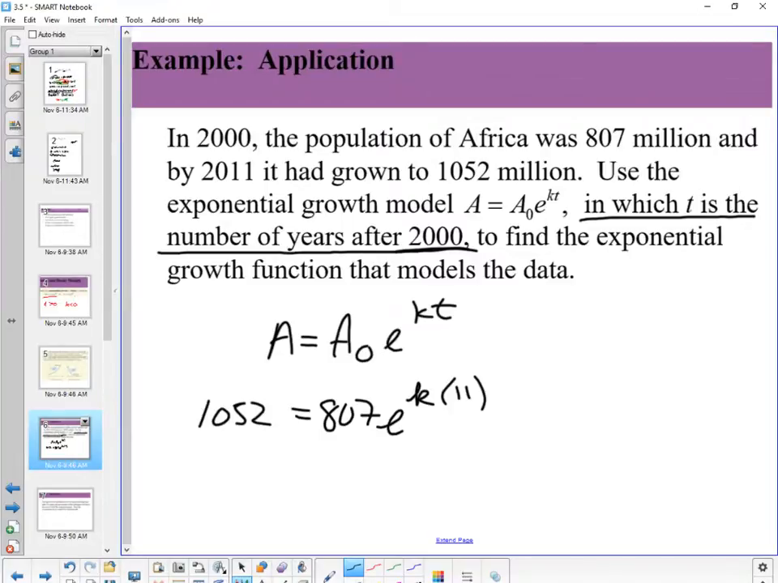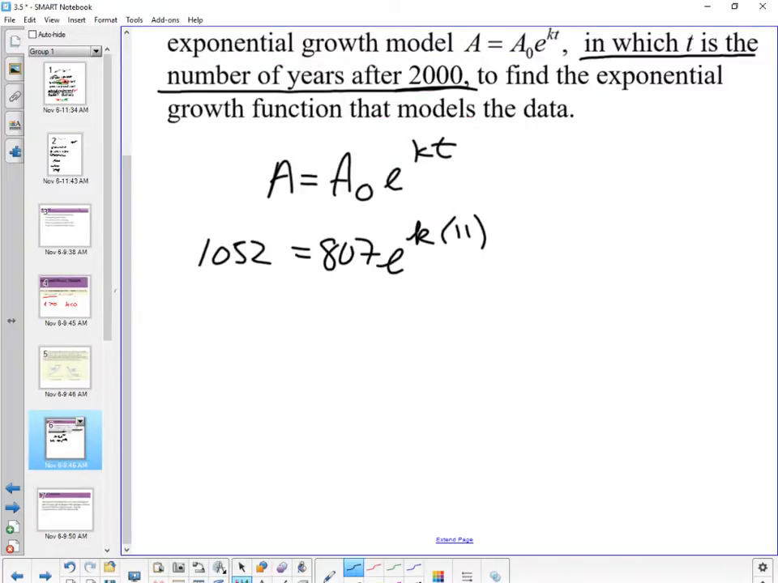What's the first step I want to take? You want to get rid of K? So we're making a formula, and we need K as a constant. It's kind of like when we used to do direct variation and indirect variation. What do we do at this point first? Divide by 807. Yeah, let's divide by 807.